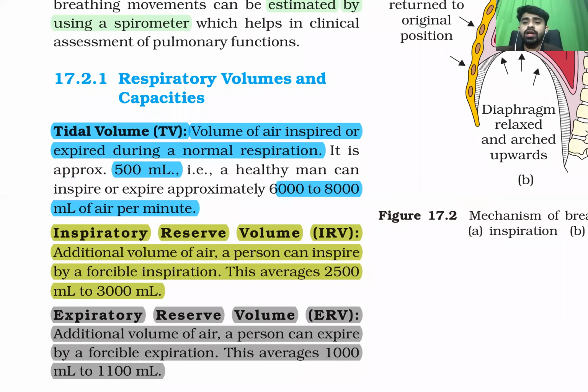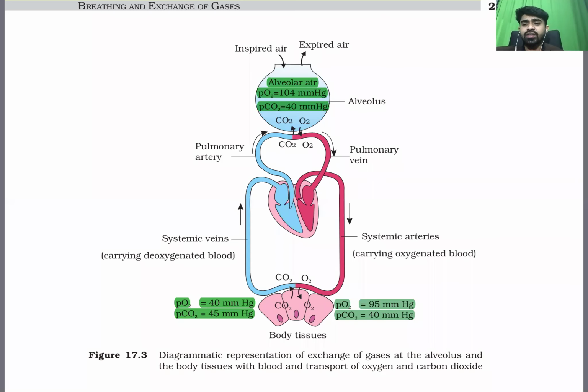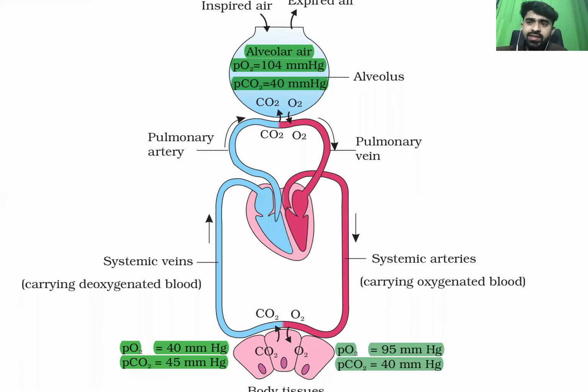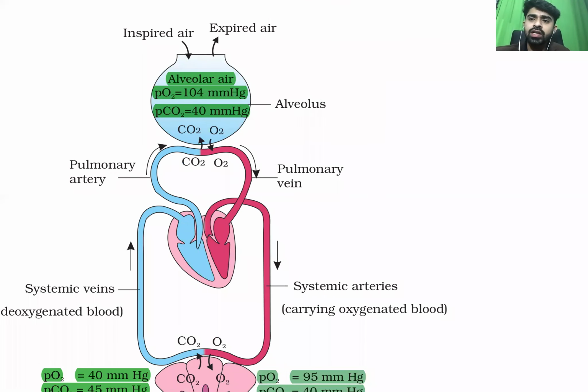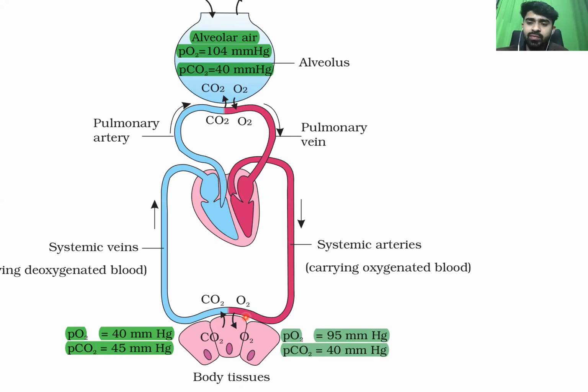The next question is very important. This question is mainly based on the exchange of gases. We need to exchange our gases at two levels. The first level is between the alveoli and the blood. The second level of exchange is at the tissue level, in between the blood and the tissue. Clear, everyone?